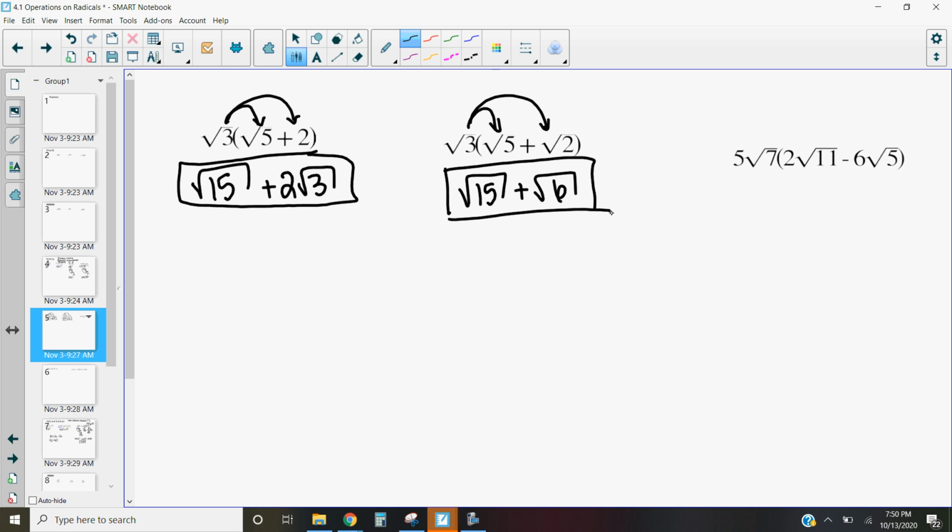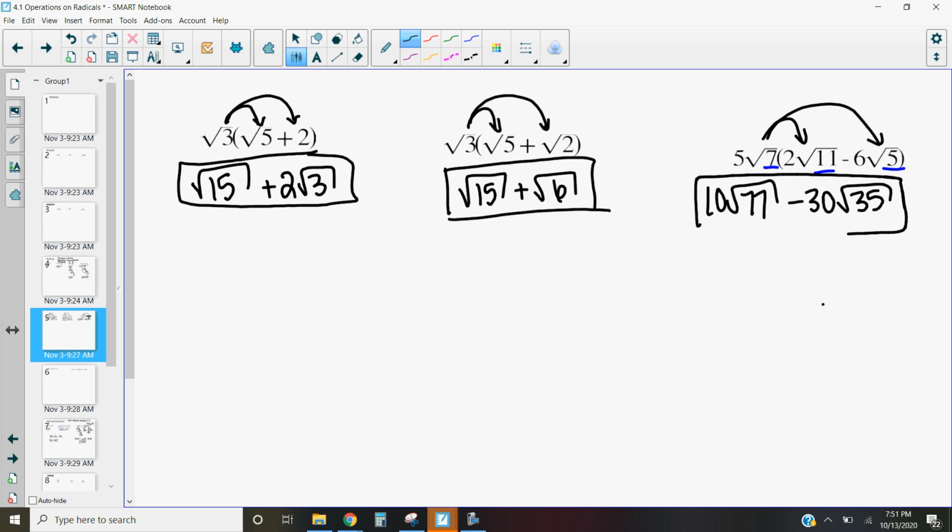Now let's look at our last one here. Following that exact same pattern, we're going to multiply 5 times 2, and that'll give us 10 root 77, and 5 root 7 times negative 6 root 5 gives us negative 30 times the root of 35. Now again, looking at our numbers, 7, 11, and 5 are all prime, so none of these can simplify, and this is where we're left.